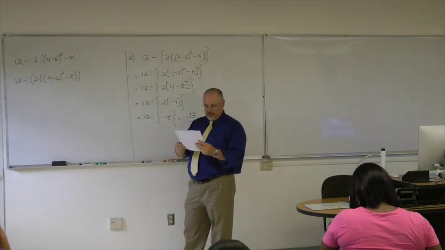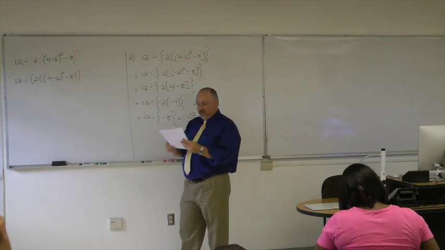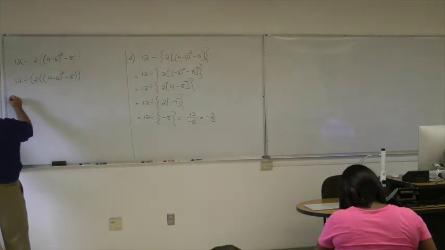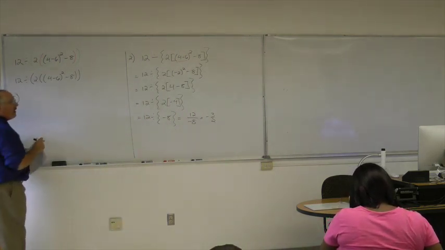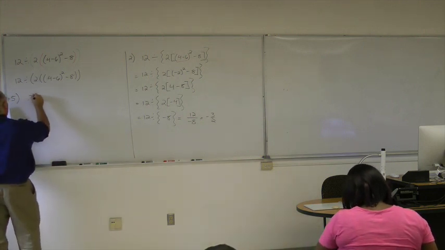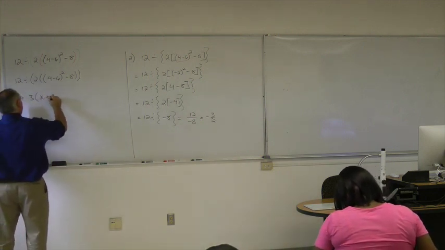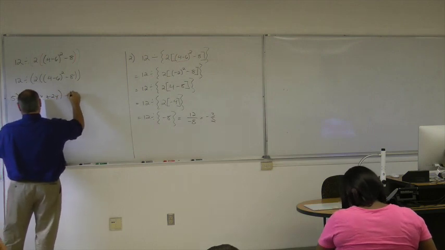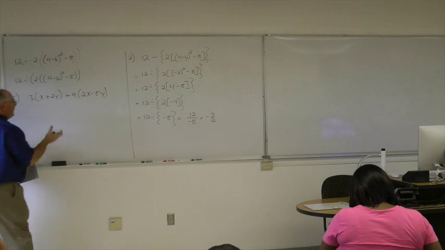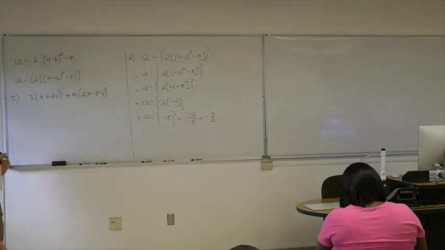With number 5, we use the distributive property? Yes, number 5 is a fairly simple problem. I say simple now, at this point of the course, now that you guys have done so much work. 3 times (x plus 2y) plus 4 times (2x minus 5y). This is just a matter of distributing and then combining like terms properly.